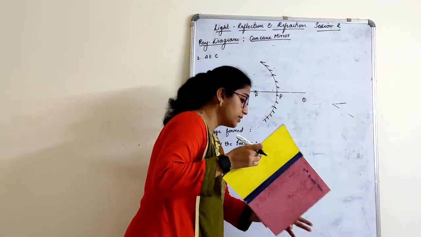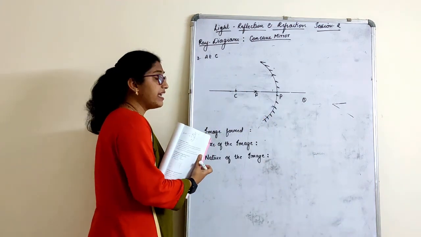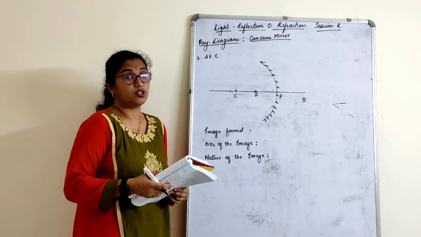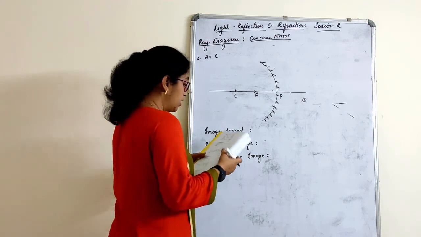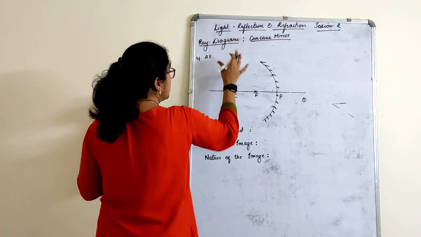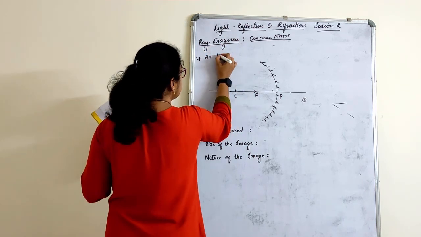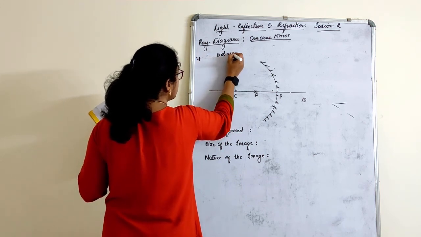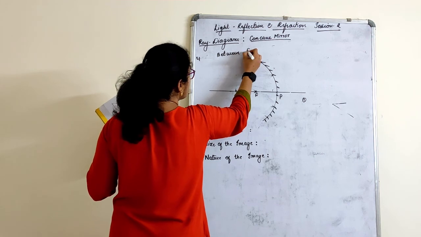Let us see. Now the object at C is over. What will be my next image formation? Definitely it is going to be beyond C. When the object is kept, fourth one, now at C is over. I have to keep it between, not at here, between F and C.